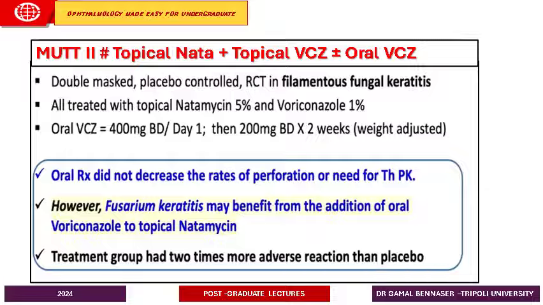So if you have infection with fusarium, better to go with the combination therapy, that is topical natamycin along with oral voriconazole. Now, the treatment group had 2 times more adverse reactions as compared to the placebo. So the addition of oral voriconazole has no additive effect if it is just due to filamentous fungi such as aspergillus. However, if it is due to fusarium, it has an additive effect to the topical natamycin.